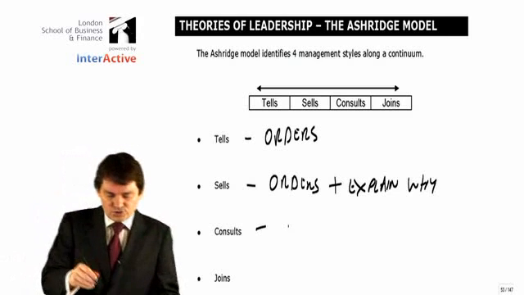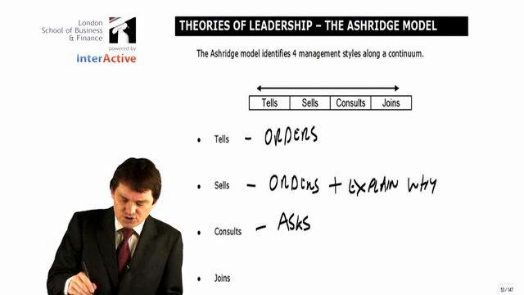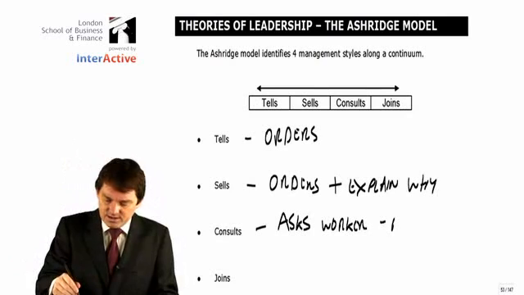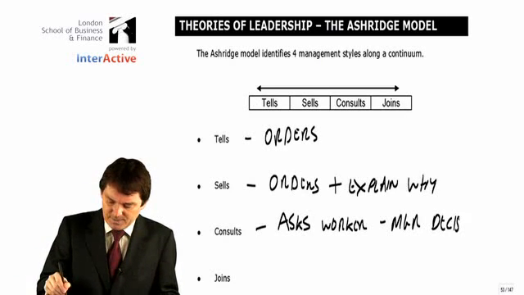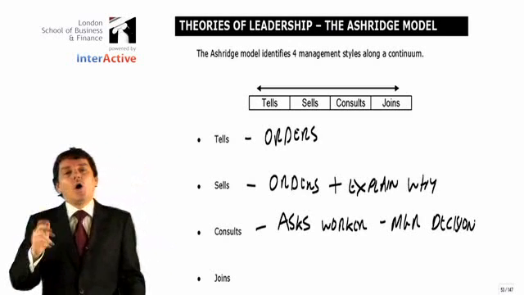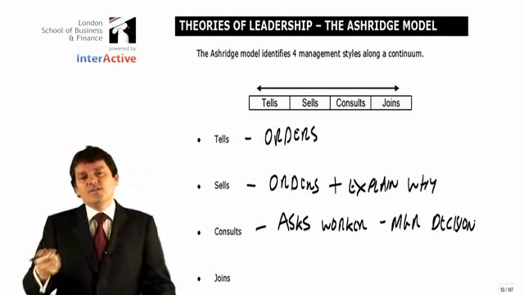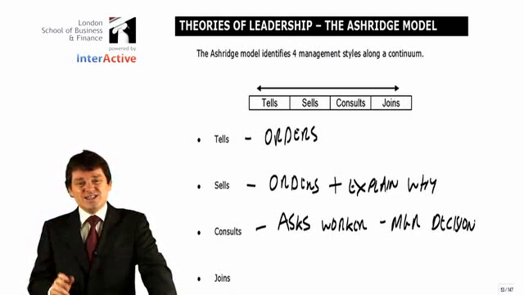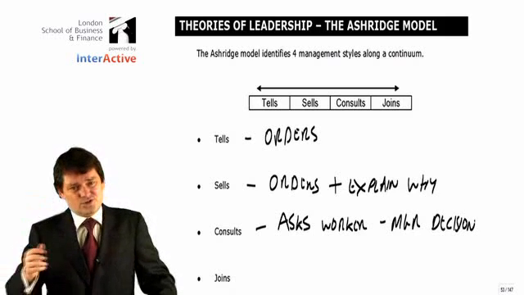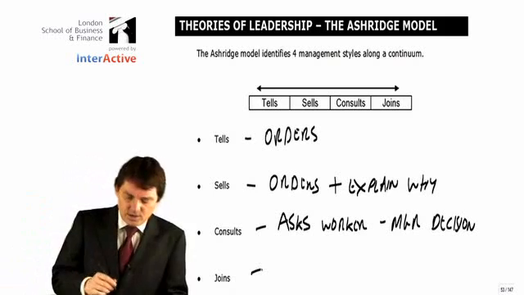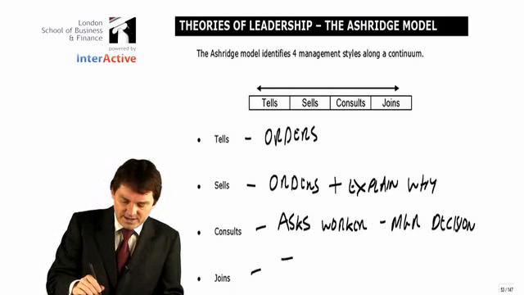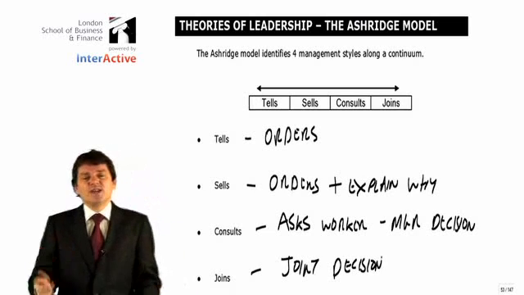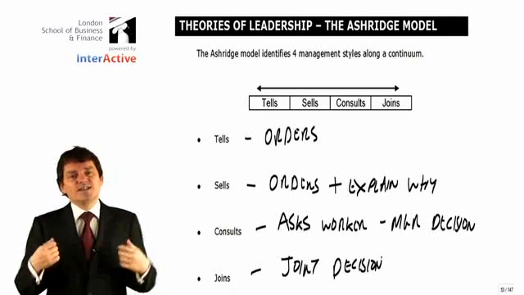Third thing, consults. The manager asks the worker, what do you think? But then the manager actually makes a decision. So, I will ask you what you think. Now you've given me your ideas, I will put them together with my ideas and I will come up with a decision that you are going to do. But at least I talked to you about it. The final one, the joins, is where you make a joint decision. So the manager says, let's make the decision together.